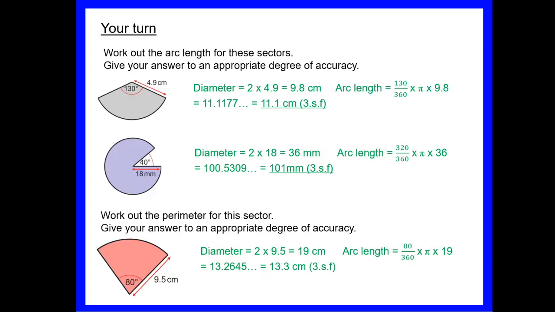to 3 significant figures. But we were asked for the perimeter, so we need to add on the radius and the radius again to get back to the beginning. So we've got 13.3 plus 9.5 plus 9.5 is 32.3 centimetres to 3 significant figures. Okay, check yours and make sure you've done yours accurately.